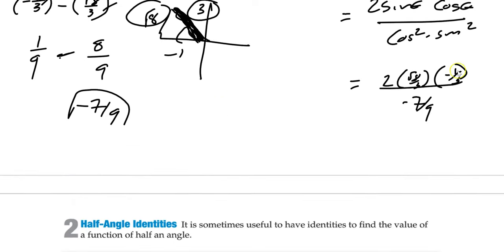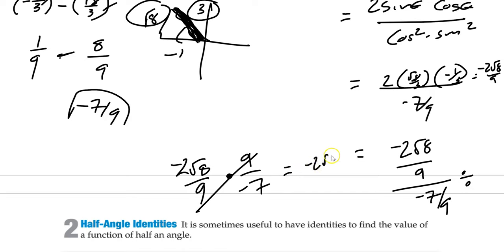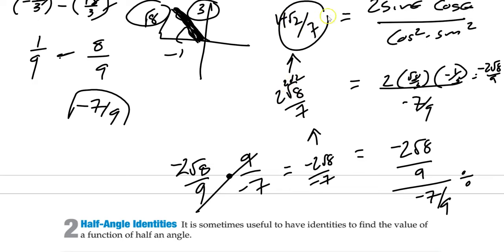So I do a little simplification. It was kind of hard to read. I'm going to get negative 2 rad 8 over 9 over negative 7 ninths. Right? This right here is just negative 2 rad 8 over 9. So you have this. Now remember, don't freak out with complex fractions. It's just a divide sign. It's the top times the reciprocal of the bottom. Right? When you divide by a fraction, you multiply by the reciprocal. These cancel. I get negative 2 rad 8 over negative 7, also known as 2 rad 8 over 7. Or if I'm trying to be pro about this, this is 2 rad 2, 4 rad 2 over 7.